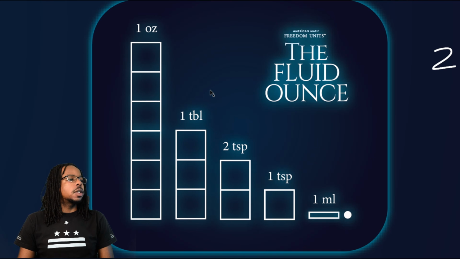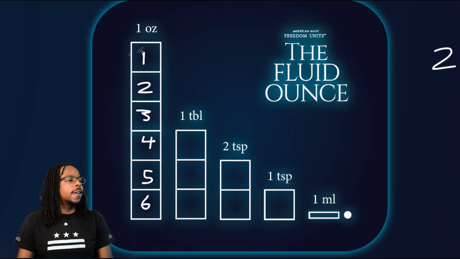Inside of the US customary system, I'm sure you've heard of cups before. Cups are made up of ounces. So we can continue to build up into cups using this ounce group right here. And if we count it out, we can say that we have 1, 2, 3, 4, 5, 6 teaspoons inside of 1 ounce.